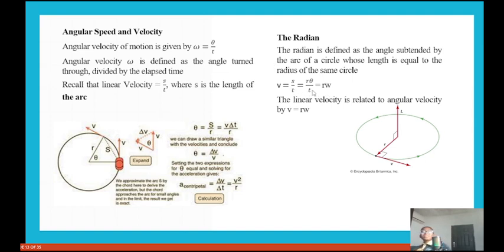So v is related to the angular velocity. Linear velocity is related to the angular velocity by the radius, multiplied by the angular velocity. V, the linear velocity, is equal to radius multiplied by the angular velocity. So what they are trying to tell us is that when we know the angular velocity and we know the radius, we can know the linear velocity.